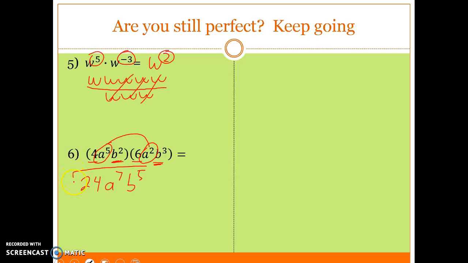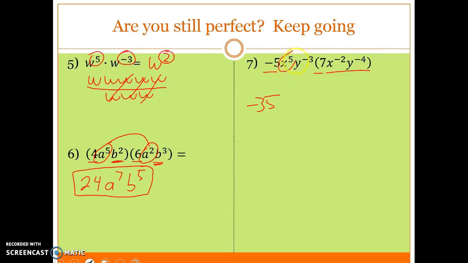So my final answer is 24 a to the 7th times b to the 5th. So let's try number 7 here. Again, I could get rid of these parentheses here and just multiply everything together. I could put them in different orders. I could take the negative 5 times the 7. Negative 5 times 7 is negative 35.